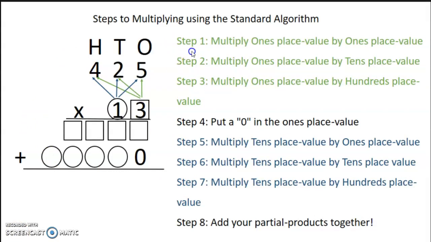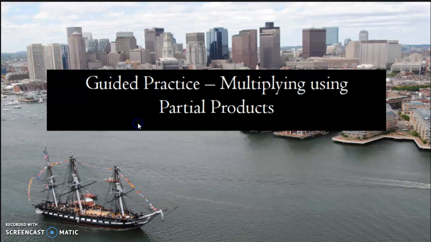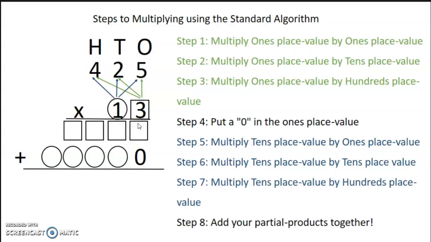Okay, so my step 1 is to multiply the ones place value by the ones place value. That means our 5 times 3. So 5 times 3 is 15. So I'm putting my 5 in my ones place value and carrying my 1.